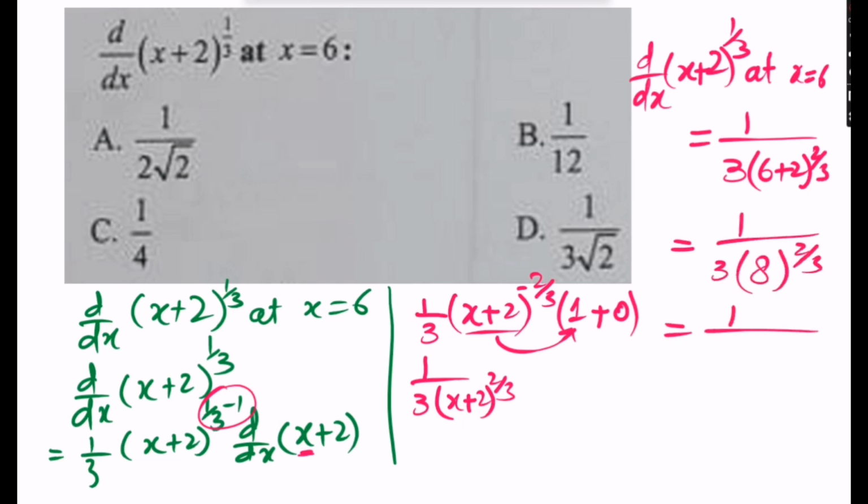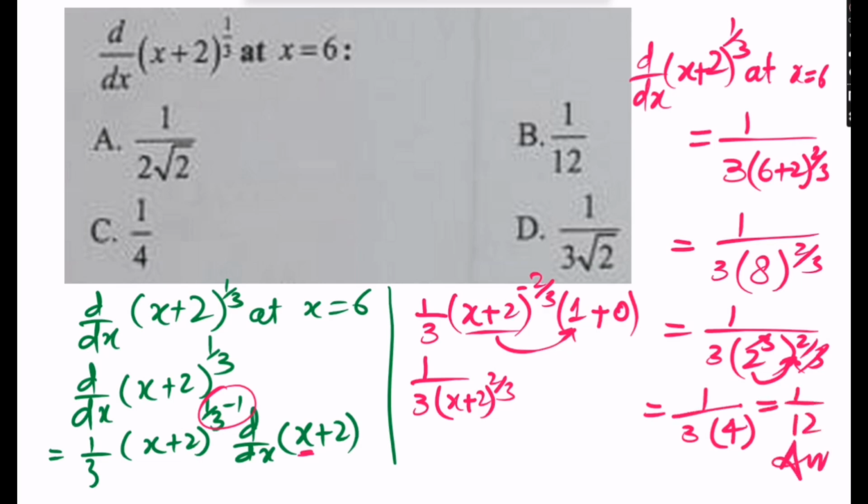Now this is 1/3, 8 is 2 cubed, power -2/3. This 3 cancels this 3, and after that we can see that 2 to the power 2 makes 4. So this finally becomes 1/12. So this is the answer. 1/12 is option B and is the answer.